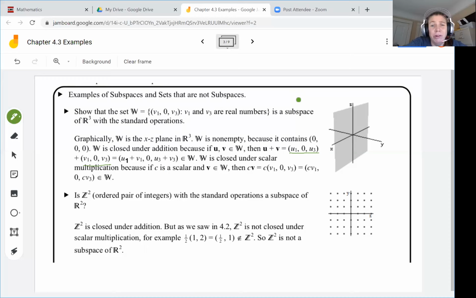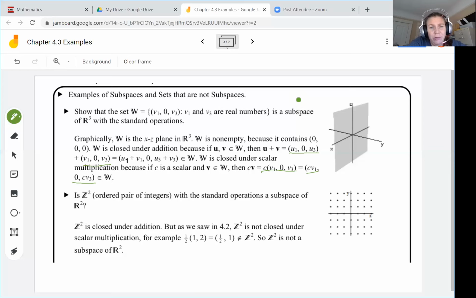And then W is closed under scalar multiplication because a scalar times 0 is still 0. So if you multiply through by a scalar, your element is still in the XZ plane. So C times V1, 0, V3 is just C times V1, 0, and C times V3. So we still are in the XZ plane because the second component is still 0. All right, let's look at another example.